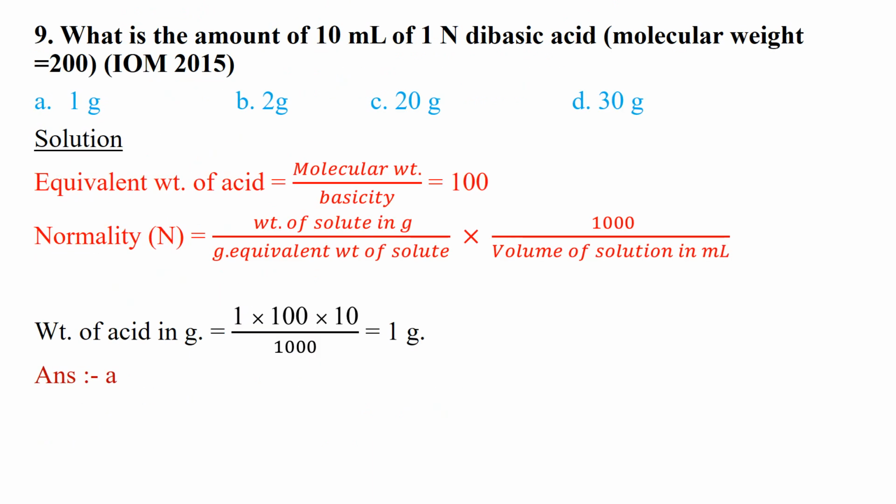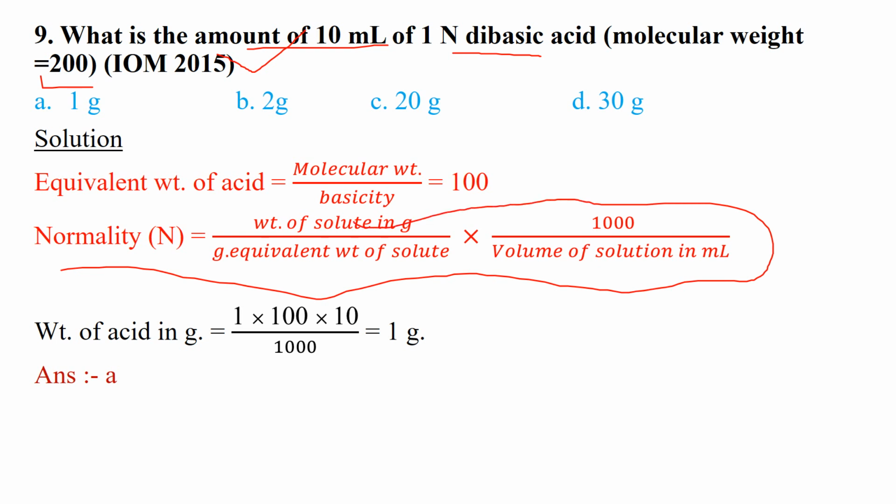Next question. What is the amount of 10 ml of 1 normal dibasic acid? Molecular weight is equal to 200. We have to calculate the amount of dibasic acid by using this formula. Normality is given, but we have to calculate the weight of solute in gram, which is equal to 1 gram. Equivalent weight will be molecular weight by basicity. Basicity is 2 because the acid is dibasic. Dibasic means basicity 2. So weight will be 1 gram.